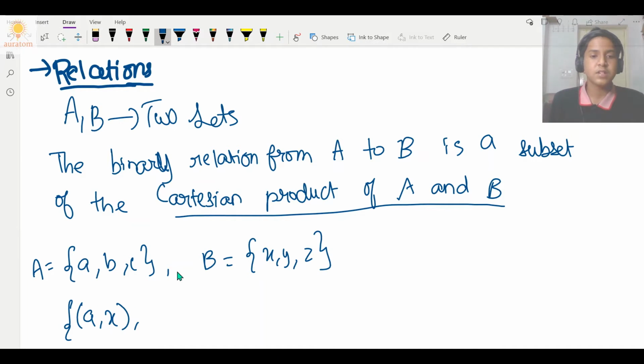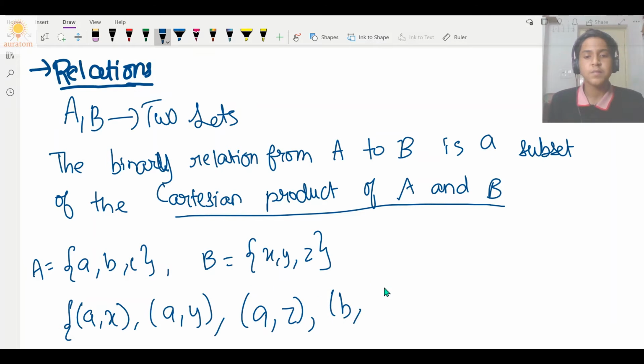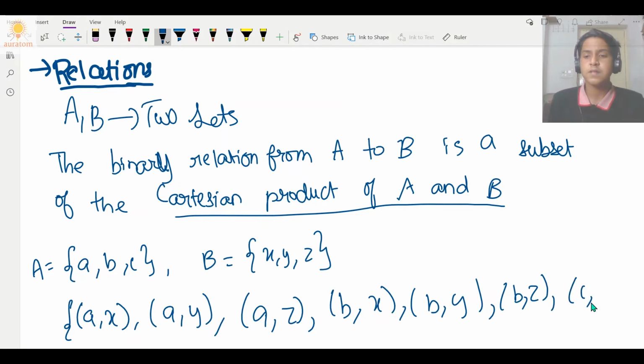So the elements are A comma X, then A comma Y, then A Z, then B X, B Y and B Z, and C X and C Y and C Z. So this is the Cartesian product of A and B.